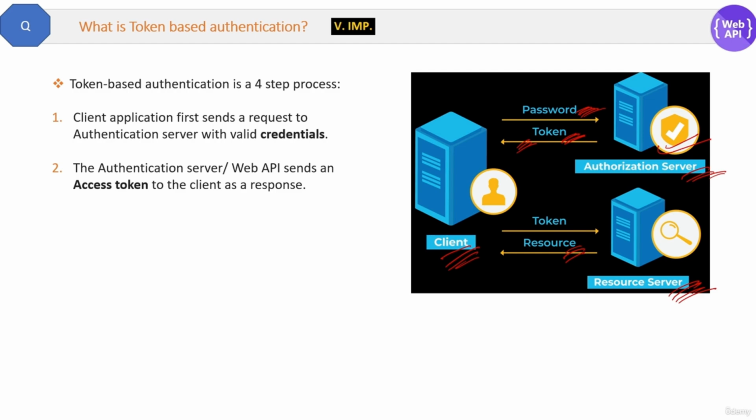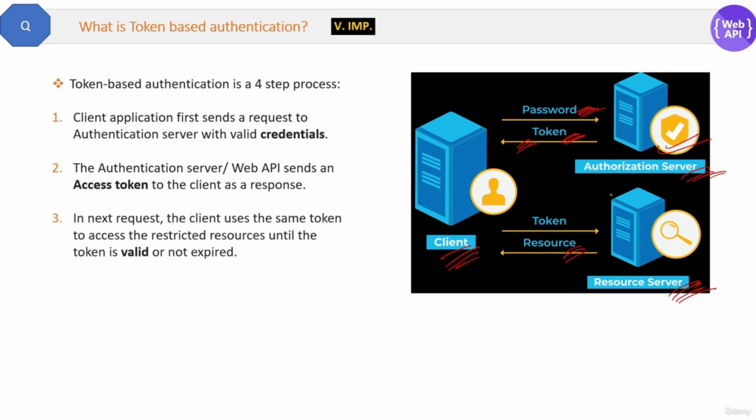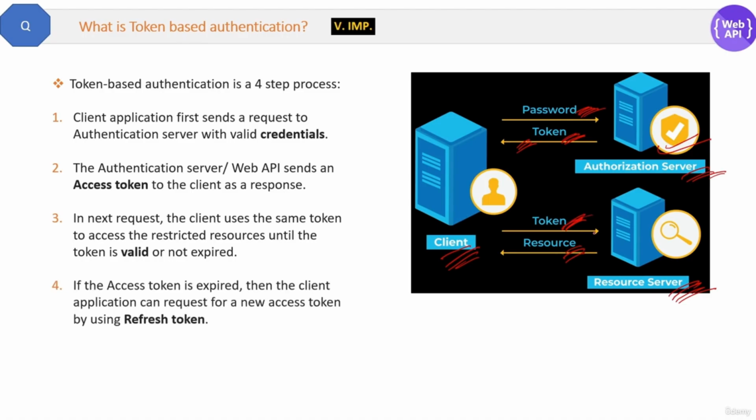So what will happen in the next request: the client uses the same token to access the restricted resources until the token is valid and not expired. If the access token is expired, then the client application can request a new access token by using the refresh token. So the refresh token is used to refresh the expired token. So this is basically the idea of token based authentication. Here we first send the username and password, the server sends the token, then we do not send the username and password again, we only send the token which we got from the server, and again and again we send the token only.